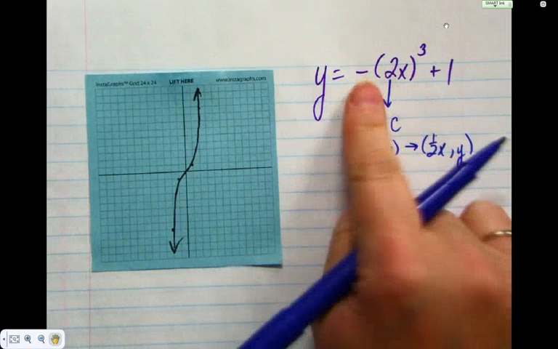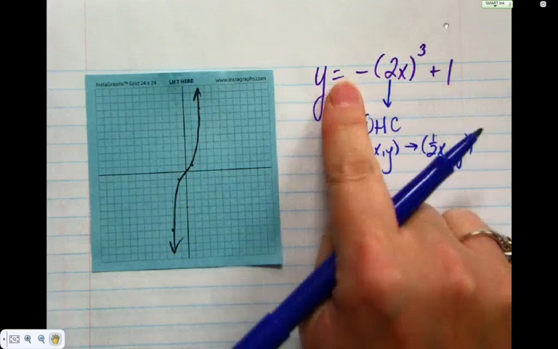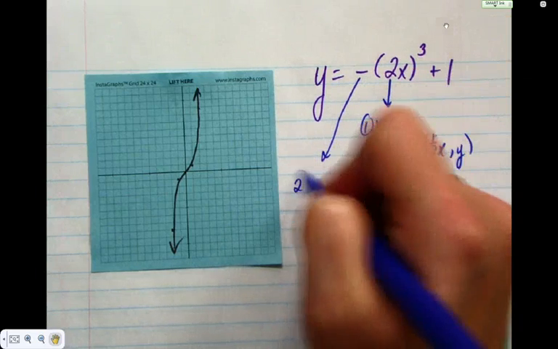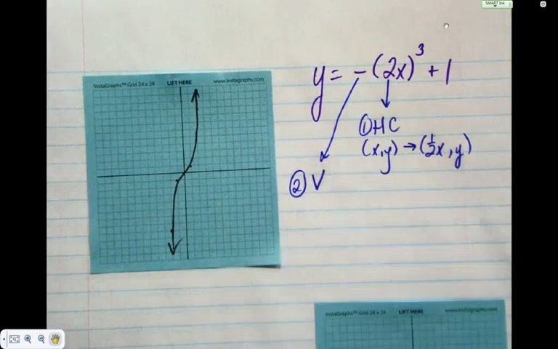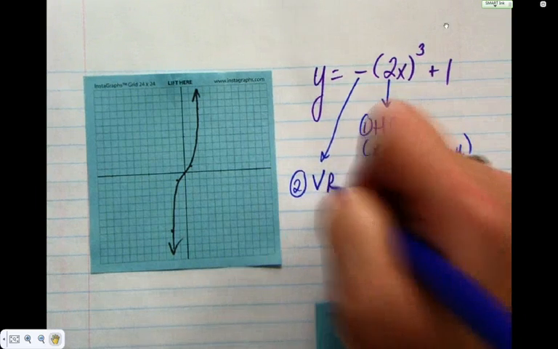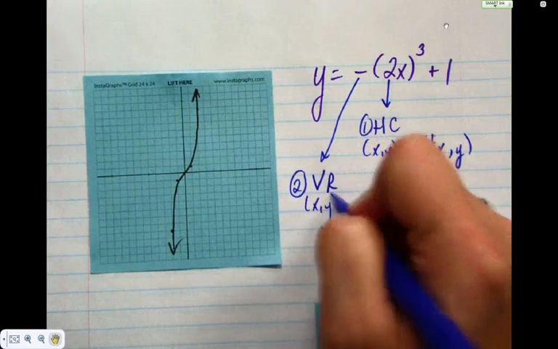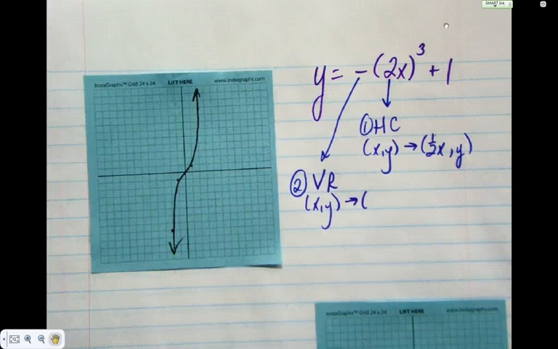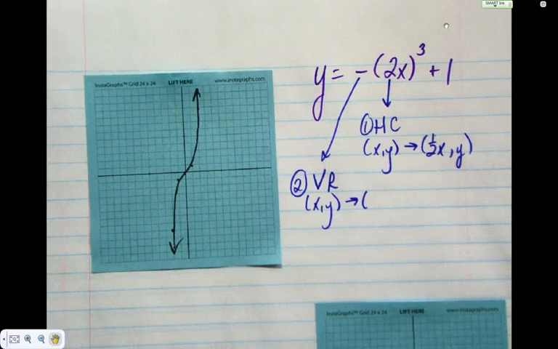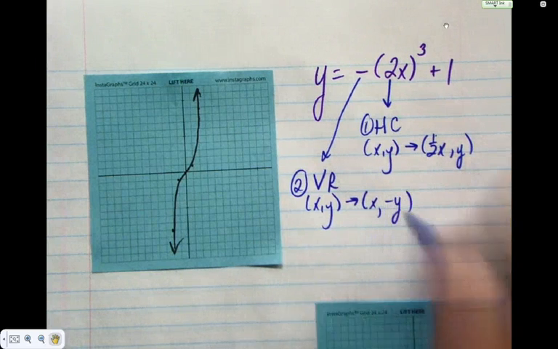Going outside the brackets, we have a multiplication by -1 and an addition. What's going to come first, multiplication or addition? Multiplication is going to come next. It's outside the bracket, so it's vertical. And multiplication by -1 means it is a reflection. (x, y) goes to... So vertical, does it affect the x's or the y's? Y, so the x's isn't going to change. What's going to happen to the y's? Negative y.